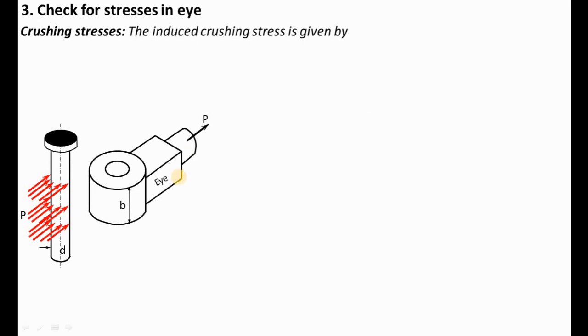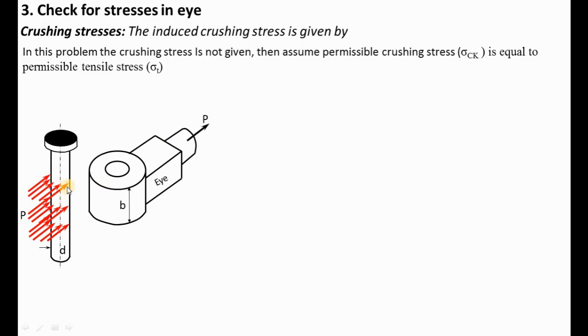In the video on the design of knuckle joint I discussed that after the application of force P, this portion of the knuckle pin will be inside the eye. On this portion there will be a force of magnitude P, along the diameter and along the thickness of the eye. Here we are going to calculate the crushing stress for the eye. The formula is sigma ck equals P divided by BD, where BD is the area under crushing, B is the thickness of the eye and D is the diameter.